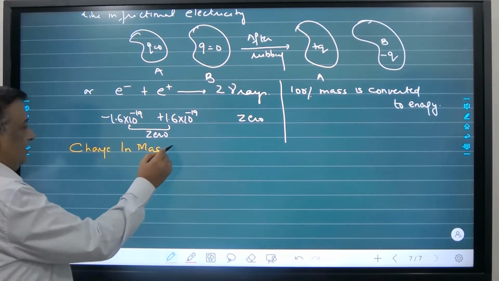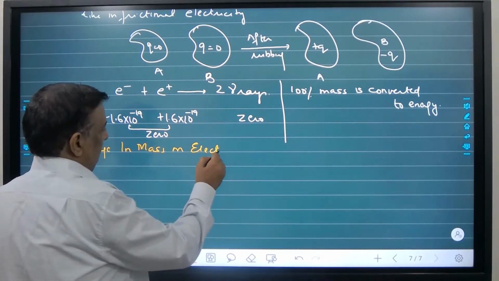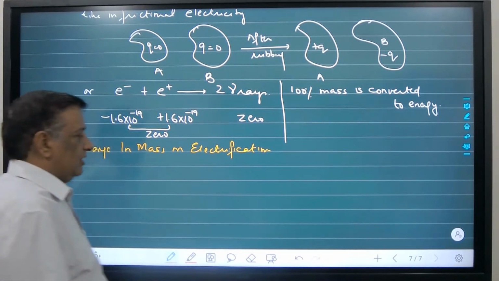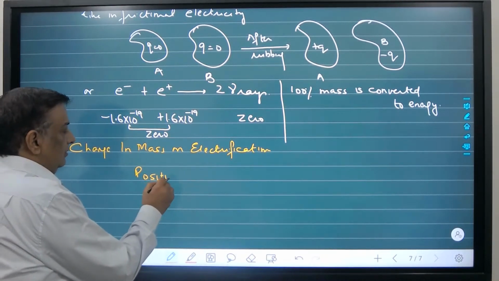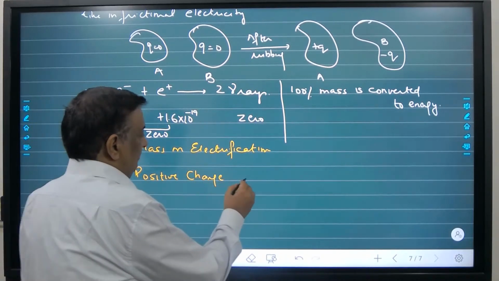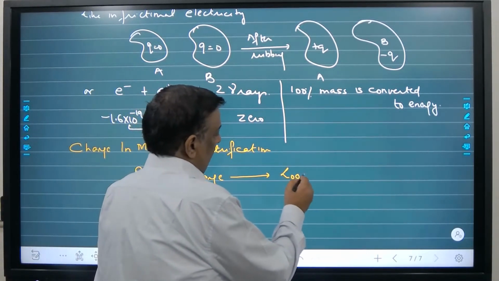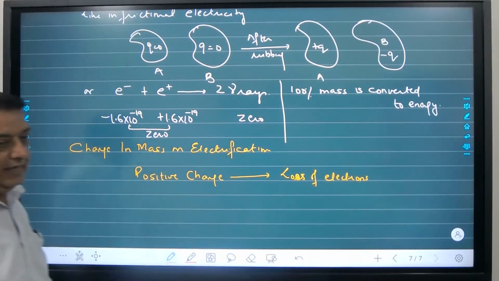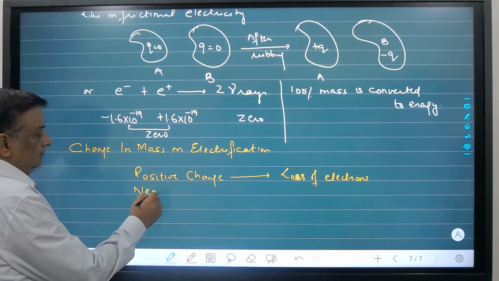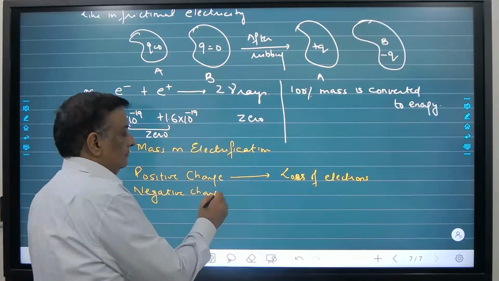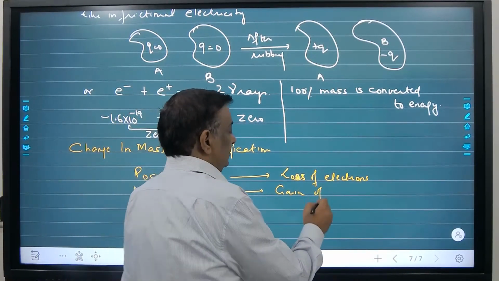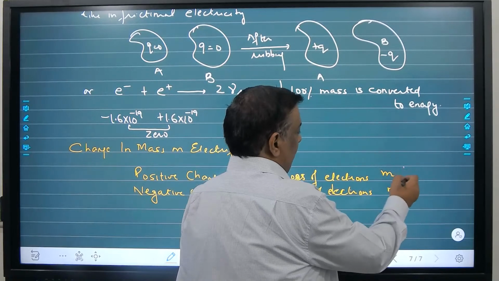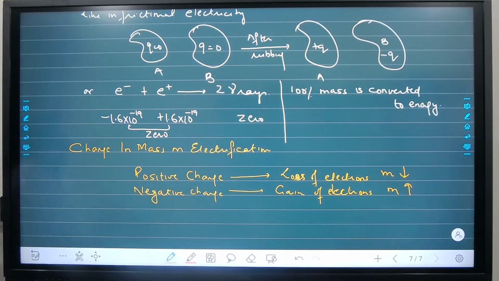When you charge a body, its mass changes. Like if you give a positive charge to a body, positive charge always implies loss of electrons, and negative charge implies gain of electrons. Now, when we say gain of electrons, that means mass is increased. Loss of electrons means mass will decrease. So, positively charging a body results in decrease in mass.